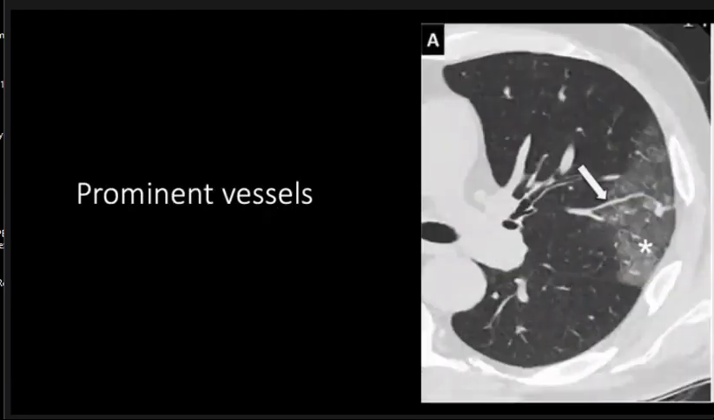So prominent vessels are due to the dilatation of perilesional or interlesional pulmonary vessels due to the capillary wall damage in response to inflammatory factors. The arrow points to a vascular thickening with an associated area of ground glass opacity, as pointed by the asterisk.